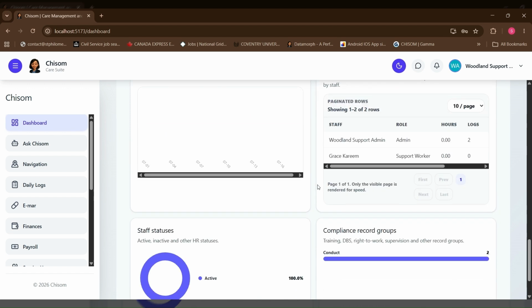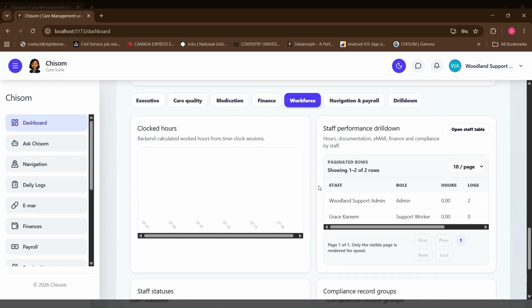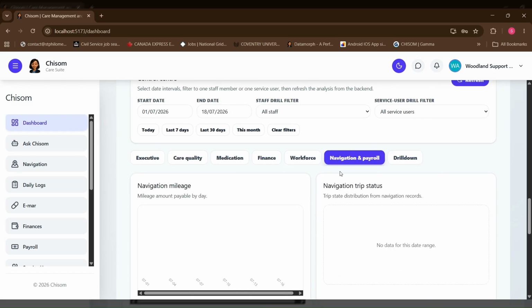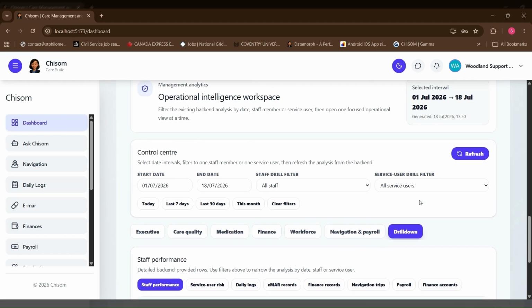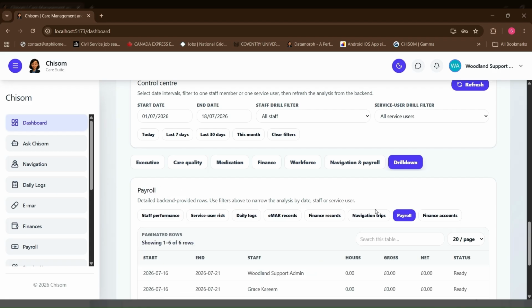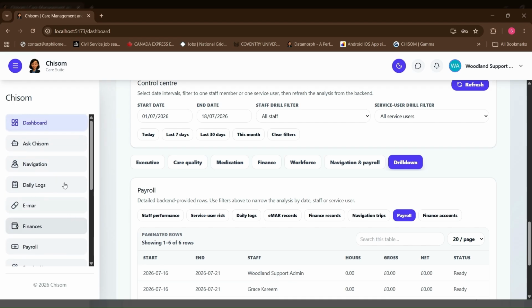There's workforce, this is for payroll, pay slips, and everything. And there's also navigation. This is for domiciliary support, domiciliary staff. And you can also drill down into the different sections. So let me just briefly take you through the different sections.